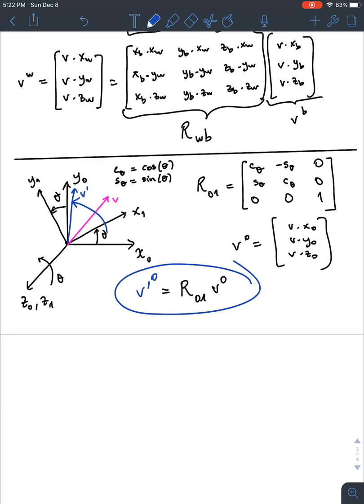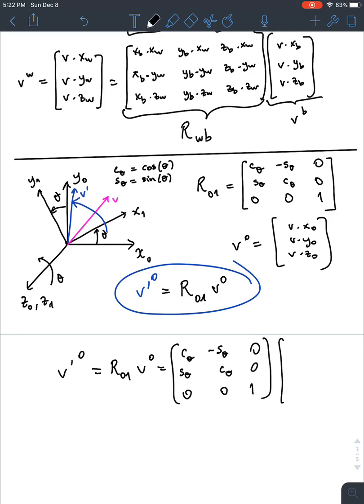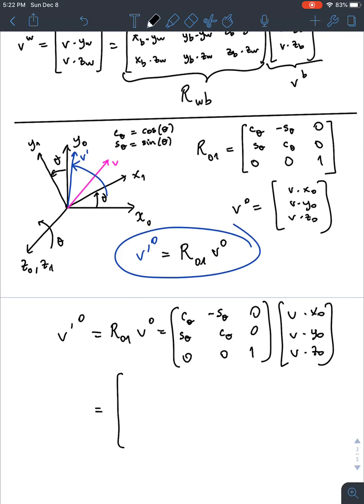So in other words, the coordinates of v prime in the zeroth coordinate system are given by, essentially, R01 times v0, which is the matrix with rows cosine theta, minus sine theta, 0; sine theta, cosine theta, 0; 0, 0, 1, times the vector v dot x naught, v dot y naught, v dot z naught. Which is going to be equal to v dot x naught times cosine theta minus v dot y naught times sine theta; v dot x naught times sine theta plus v dot y naught times cosine theta; and v dot z naught.